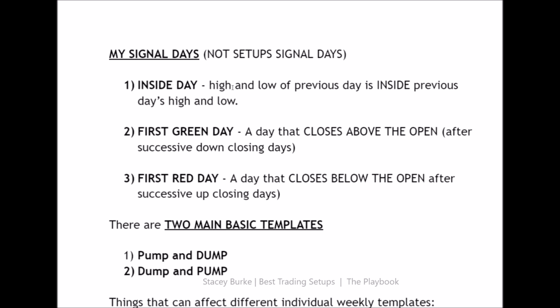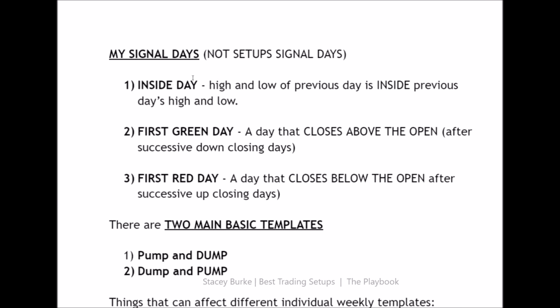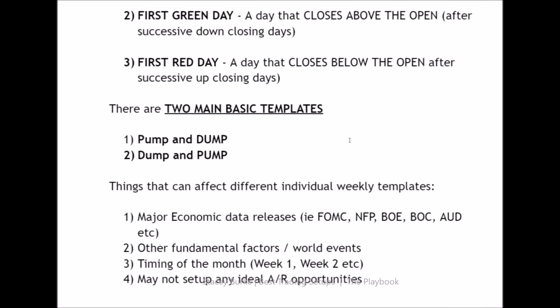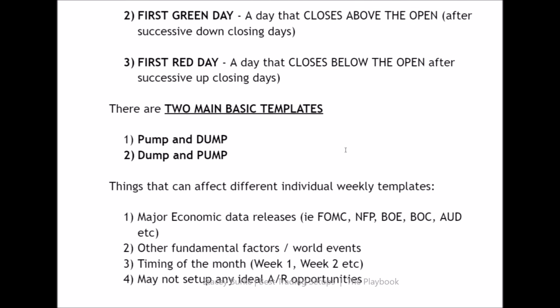An inside day is a day where the high and the low of the day's close is inside of the previous day's high and low. A first green day is a day that closes above the open after successive down closing days. Now remember, this is a signal day. We're not talking about setups, we're talking about signals. And a first red day closes below the open after successive up closing days. Sorry, first green day was above the open. And there are two basic main templates, a pump and dump template and a dump and pump template.